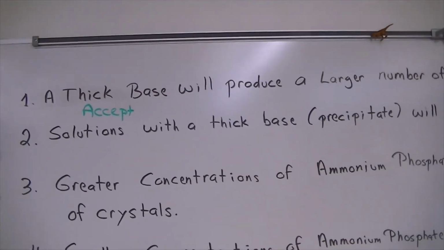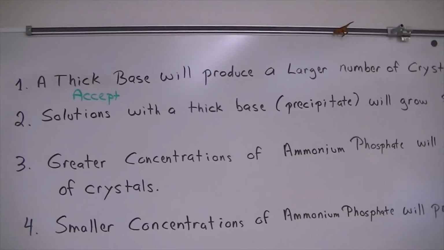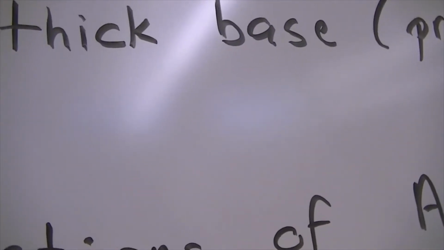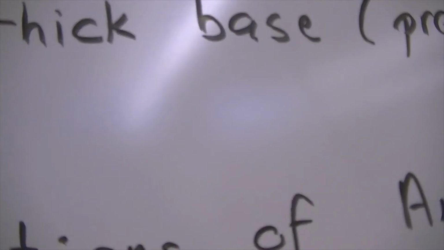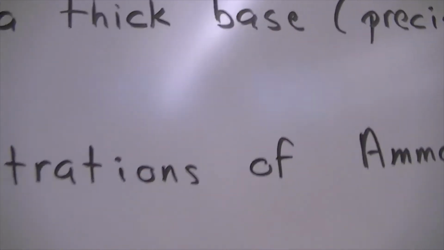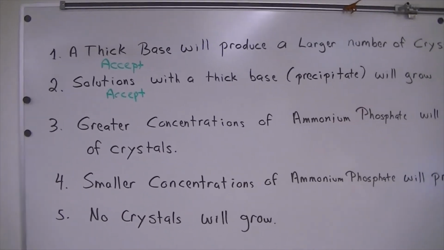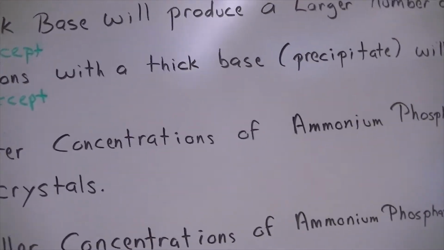Solutions with a thick base precipitate will grow smaller crystals. Certainly we saw that in solution number 5. Again, we accept. Greater concentrations of ammonium phosphate will grow a larger number of crystals. Again, we're going to accept that also.